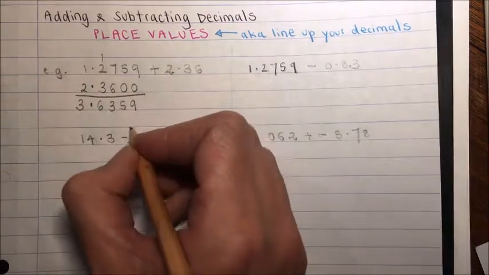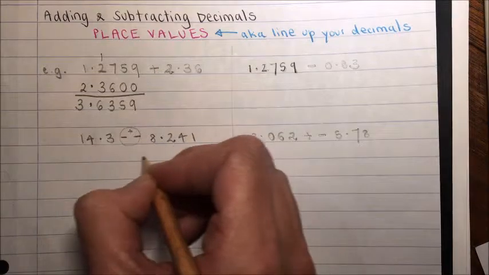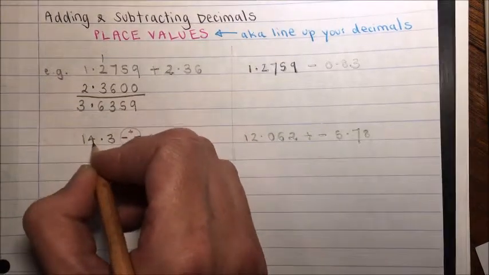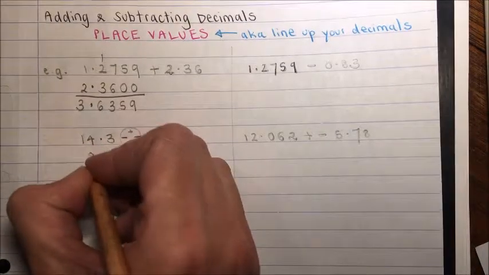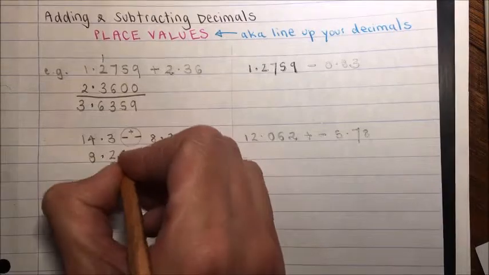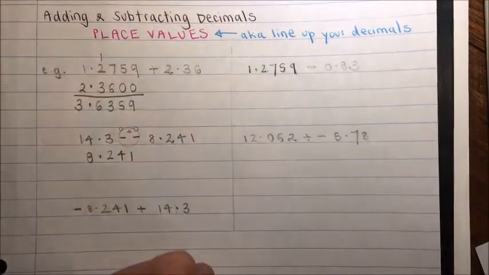Let's have a little look at this one. We can see minus minus, so we know it's really plus. I'm going to move this one underneath. I've got 14, so I've got 1 ten and 4 ones. So I'm going to move my 8 underneath, line up my decimals, and I get 2, 4, 1. Remembering that there is a 0 and a 0 here.